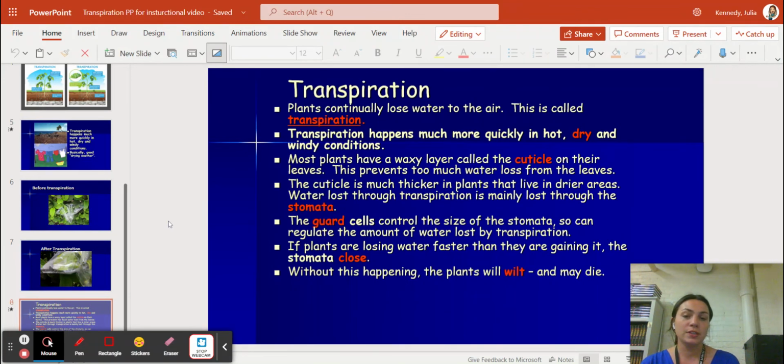Okay, so plants continuously lose water to the air. This is called transpiration. Transpiration happens much more quickly in hot, dry, and windy conditions. Most plants have a waxy layer called the cuticle on their leaves, and this prevents too much water loss from the leaves. The cuticle is much thicker in plants that live in drier areas.